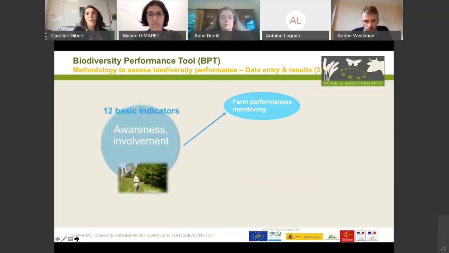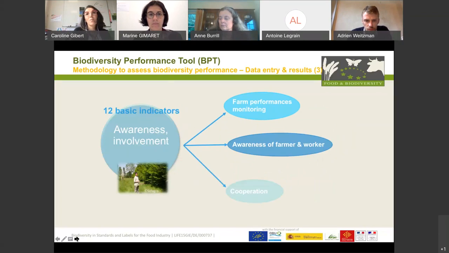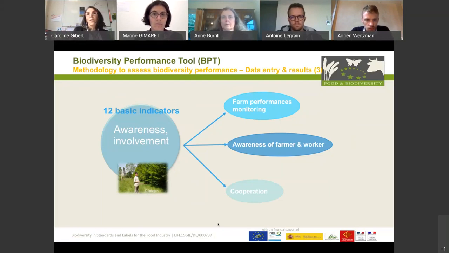And finally, the last thematic of the biodiversity performance tool concerns mainly farm performance monitoring, the awareness of farmer and workers if the farmer employs other people on this farm, and the aspect of cooperation, so whether the farmer is involved in research projects regarding biodiversity, for example, or is working with NGOs to monitor insects and so on. So we are able to calculate 20-some basic indicators regarding these thematics.